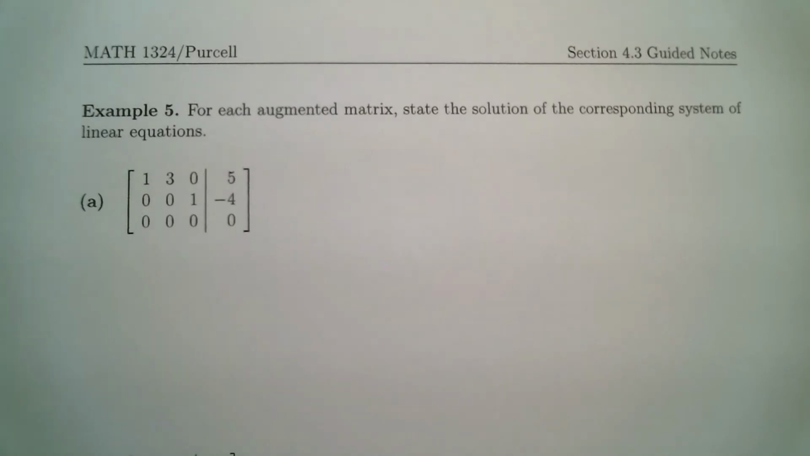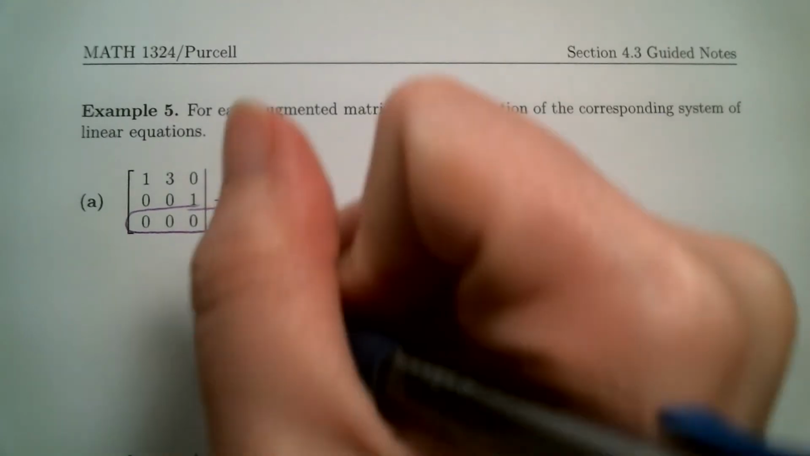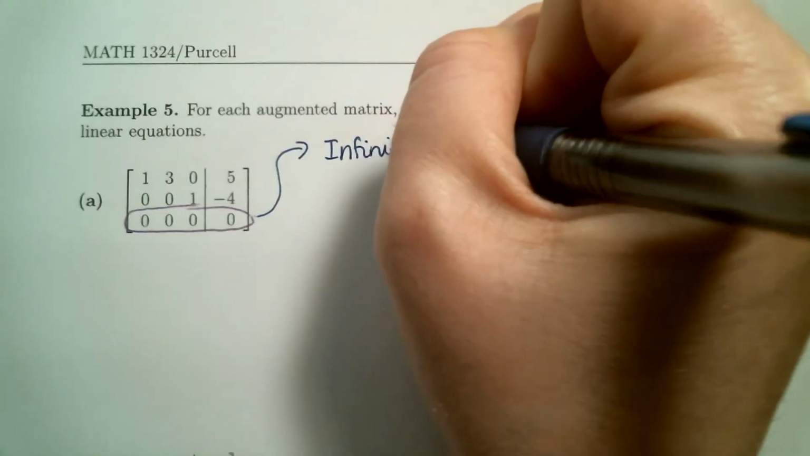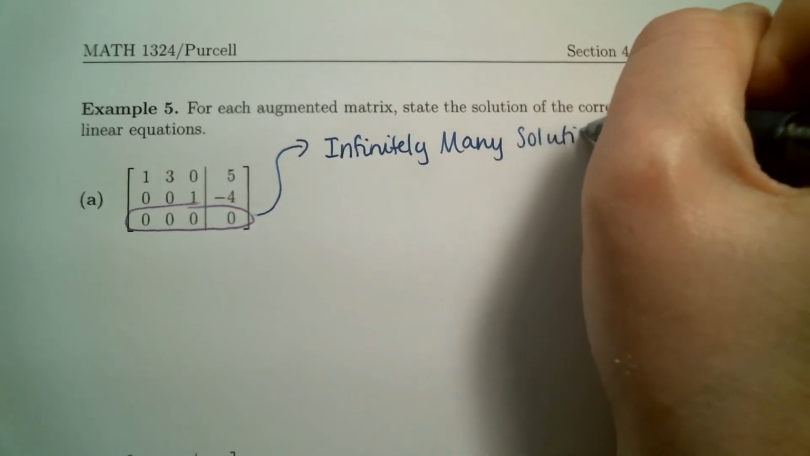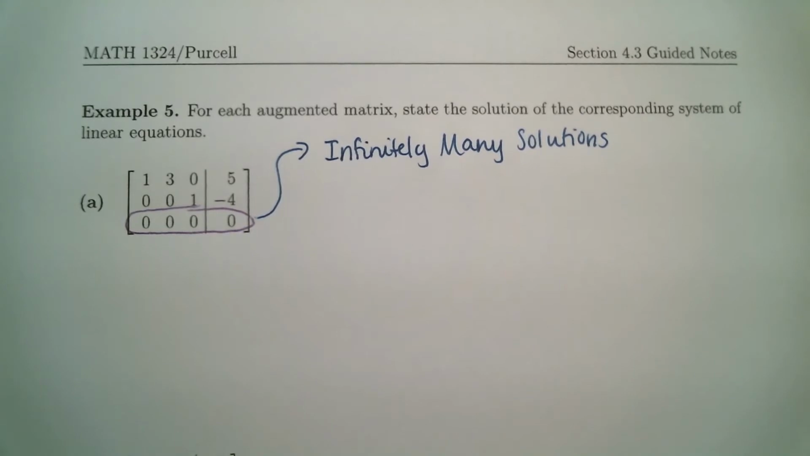All right, so in part A, there is our matrix, okay? When you look at this, the first thing you should see is this row of zeros, okay? I look at this, I see a row of zeros, okay? And immediately, I know a row of zeros corresponds to infinitely many solutions, okay? So since there are infinitely many solutions, you need to parameterize the solutions, okay? So let's go ahead and do that, okay?